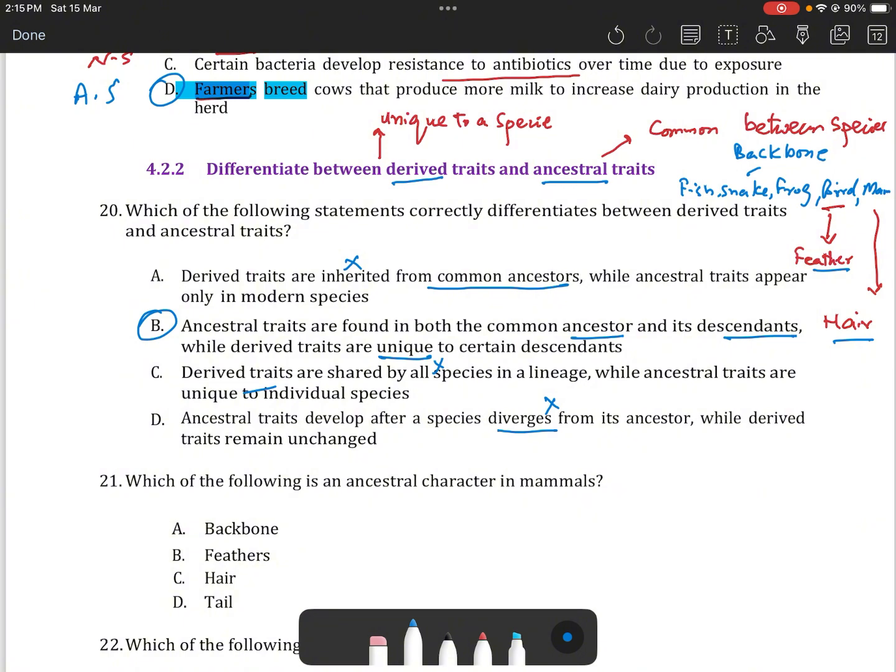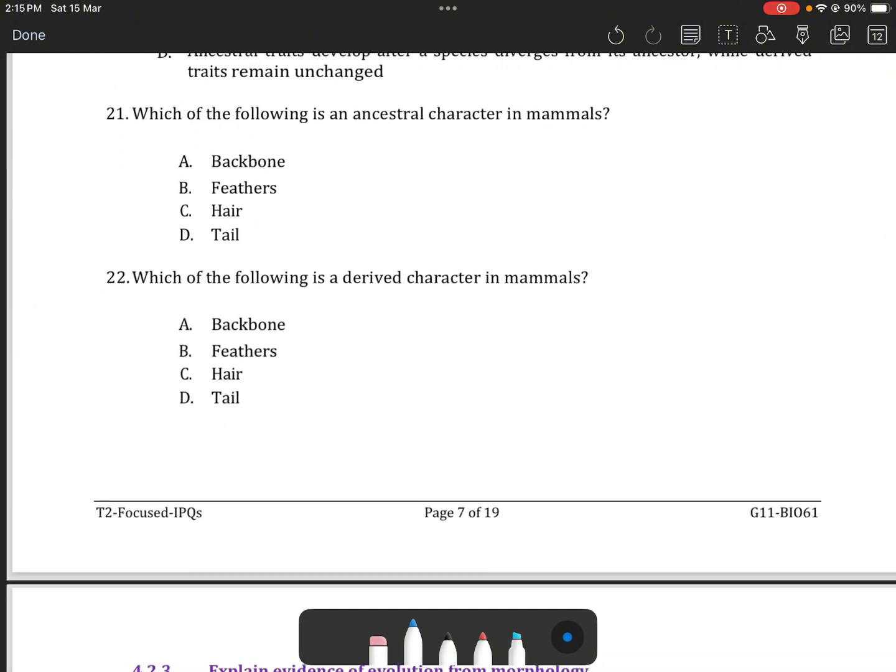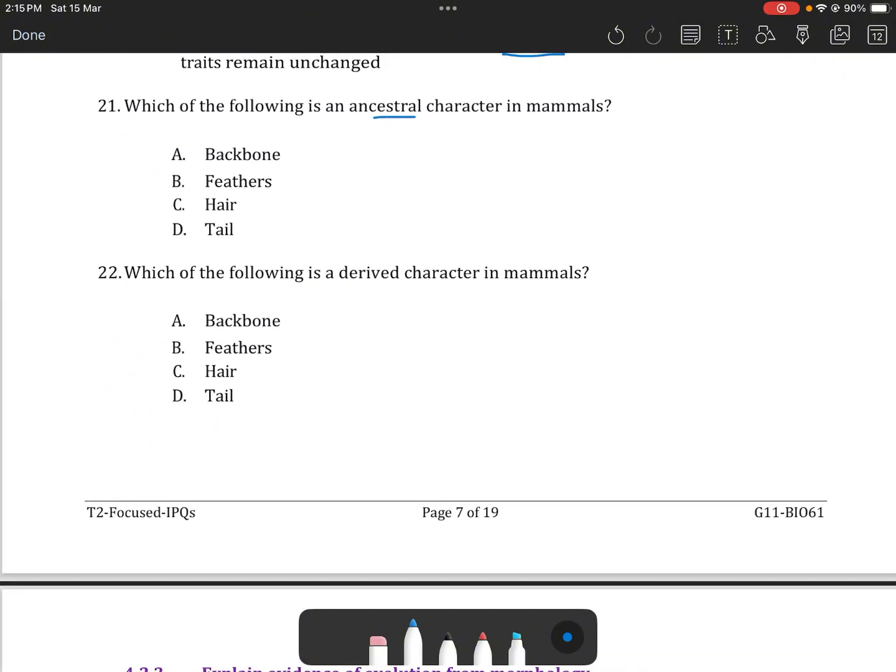No, that's the derived trait that diverge. Okay. Which of the following is an ancestral trait in character in mammal? As I told you, ancestral. So mammals normally don't have tail, and even if they have the tail, that's not really an ancestral character that we focus on. For example, fish and mammal also have some common ancestral traits.